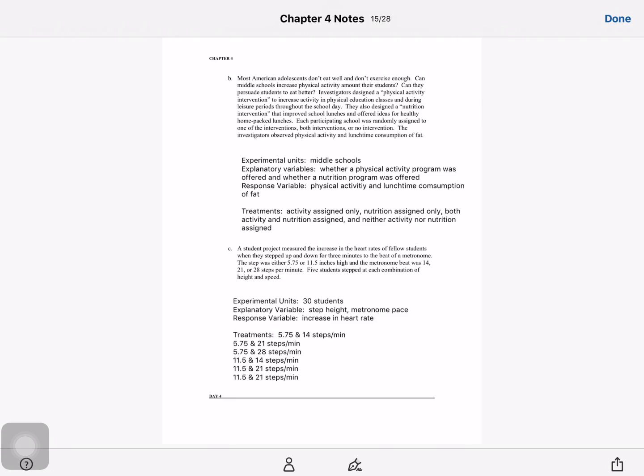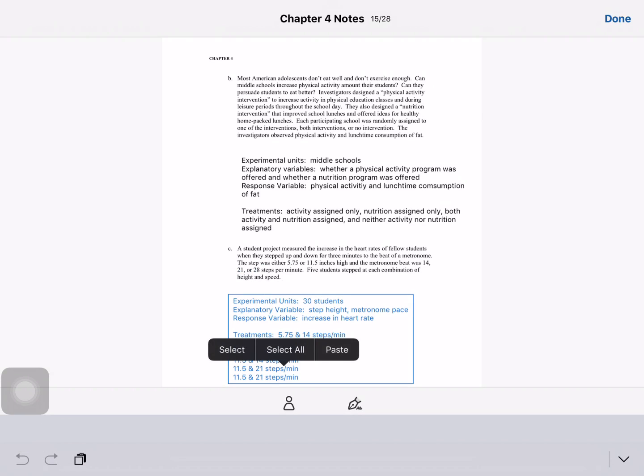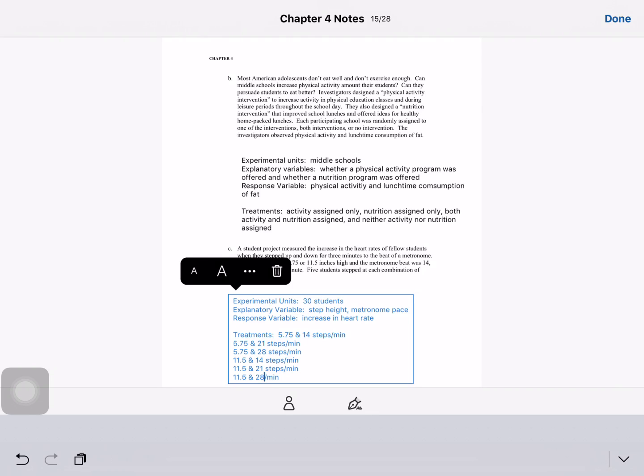There are several treatments this time because we're going to have step heights of 5.75 inches and then different metronome speeds. So we'll have 5.75 inches with 14 steps per minute, 5.75 inches and 21 steps per minute, 5.75 inches and 28 steps per minute, and then we'll also have 11.5 inches with 14, 21, and 28 steps per minute. And I'm going to go ahead and correct this one here, and this will be the end of your lesson. We will continue practicing these things tomorrow.